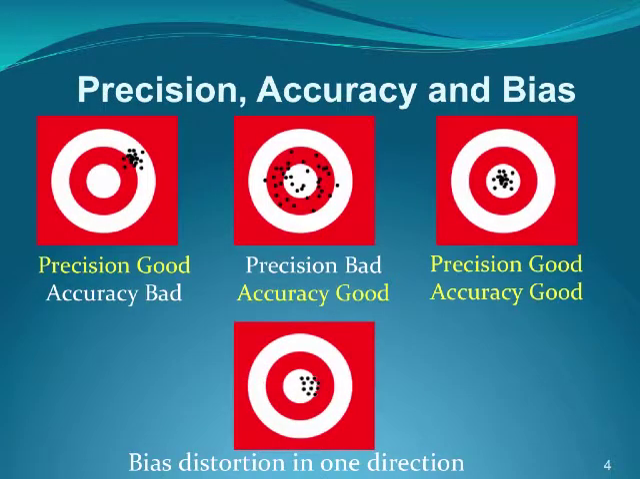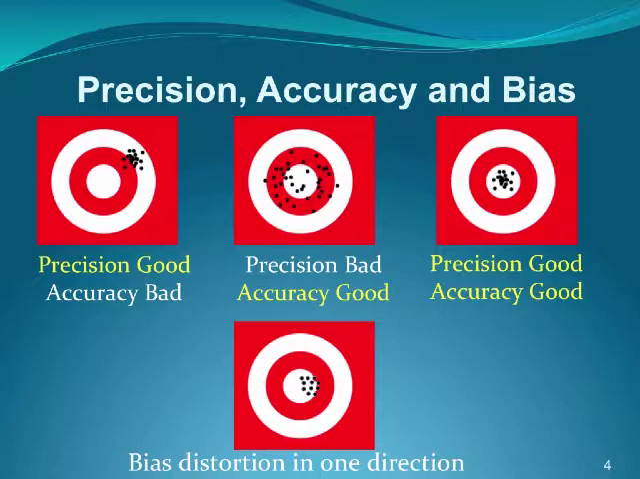So what is precision, accuracy, and bias? Precision is repeated measurements that provide the same values. As you see in the first target, the shots are closer together. It's precise, but it's not accurate. This is where accuracy comes in: measurement of a value to its true value.